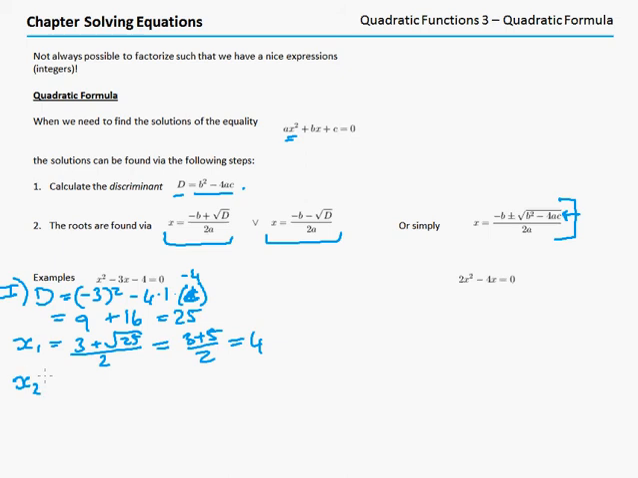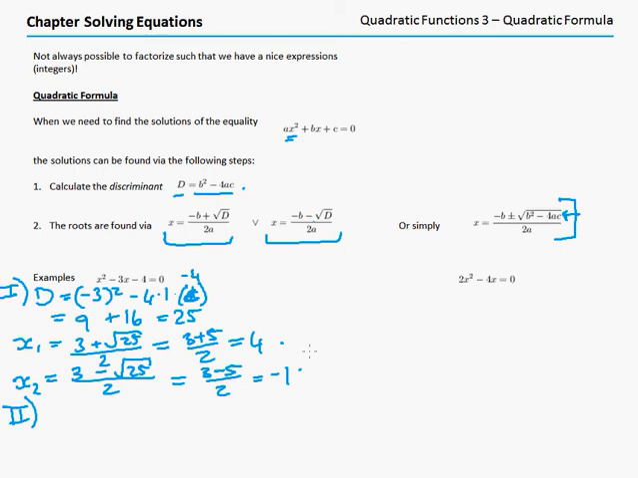Then we use the formula for our second root. If you look at the formulas, it's the same as the first one, except instead of plus the square root of d, it's minus the square root of d. So we can rewrite it as 3 minus the square root of 25 divided by 2a, which in this case is 2, equals 3 minus 5 over 2, which is equal to minus 2 over 2, which is minus 1. So we found our roots.